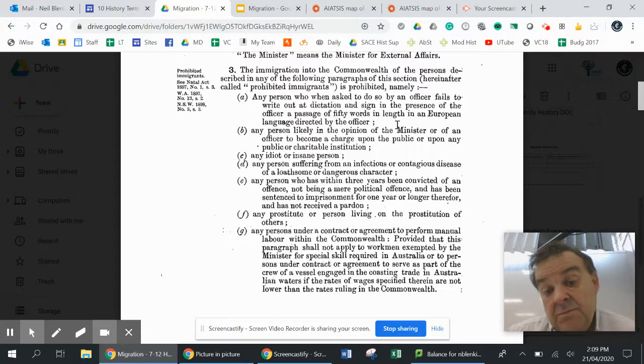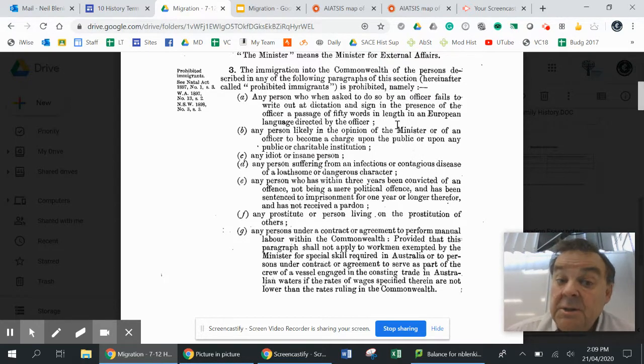And so you might, let's say it was me, I want to migrate to Australia, and the migration officer says to me, all right, I want you to write out 50 words of text in Hungarian. Now, I don't know Hungarian, so I'm not going to be able to write this dictation test out. So the officer then says to me, well, obviously you can't do this dictation test, so you can't migrate to Australia. And the question here is why?